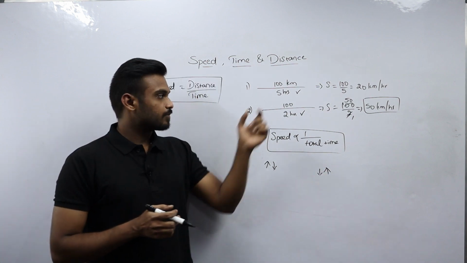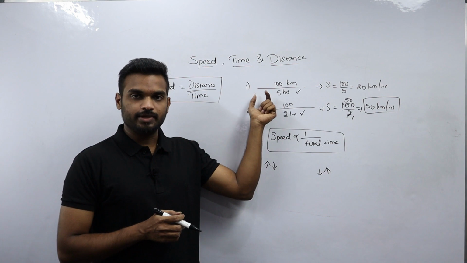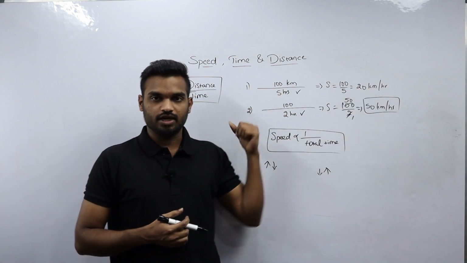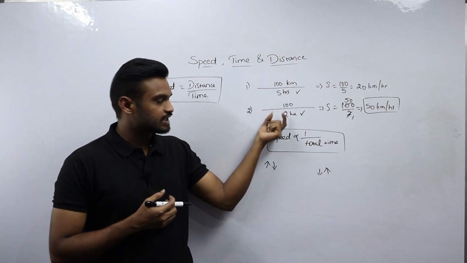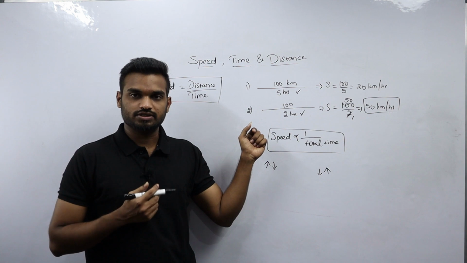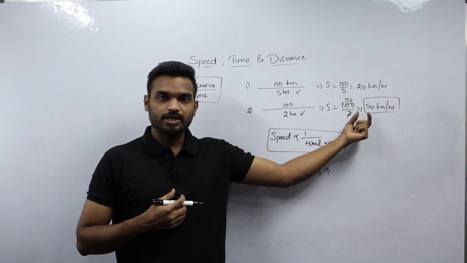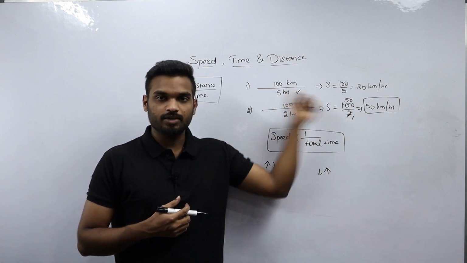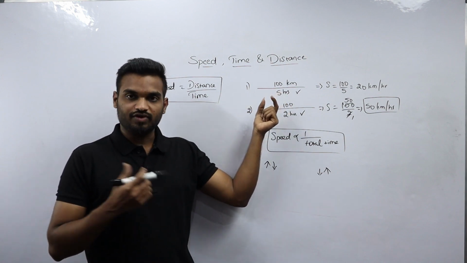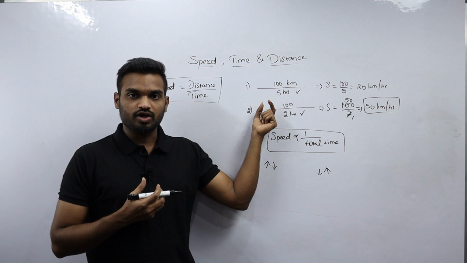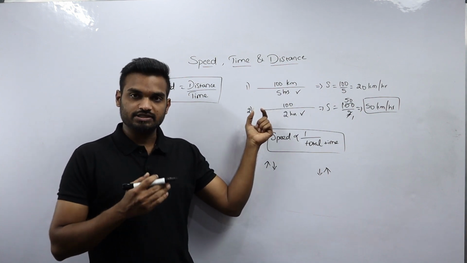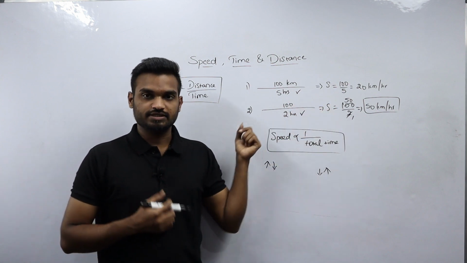See, in the first case, I am covering the entire distance, that is 100 kilometers, in 5 hours. So my speed is only 20 km per hour. In the same way, in the second case, I am traveling this entire 100 km distance within 2 hours. So my speed automatically increases to 50 km per hour. So whenever the time taken to cover the distance decreases, the speed will increase. Whenever the total time taken increases, the speed will decrease.